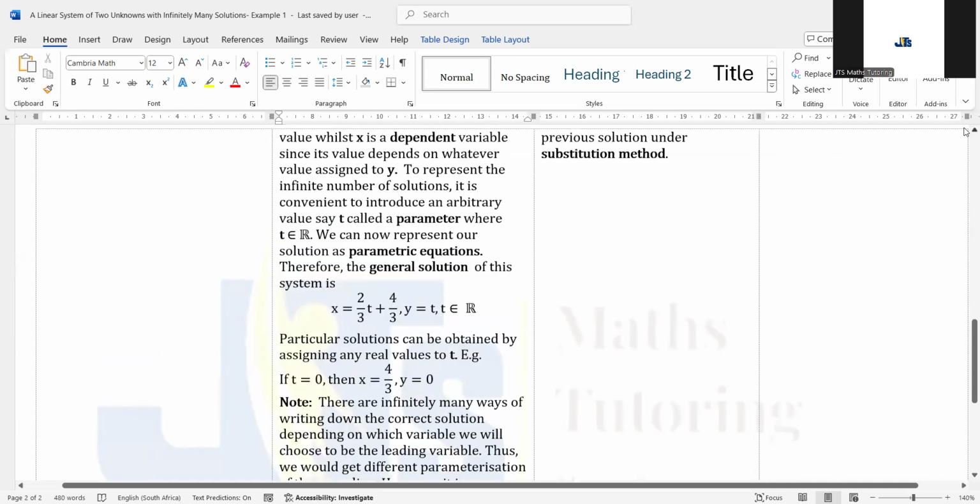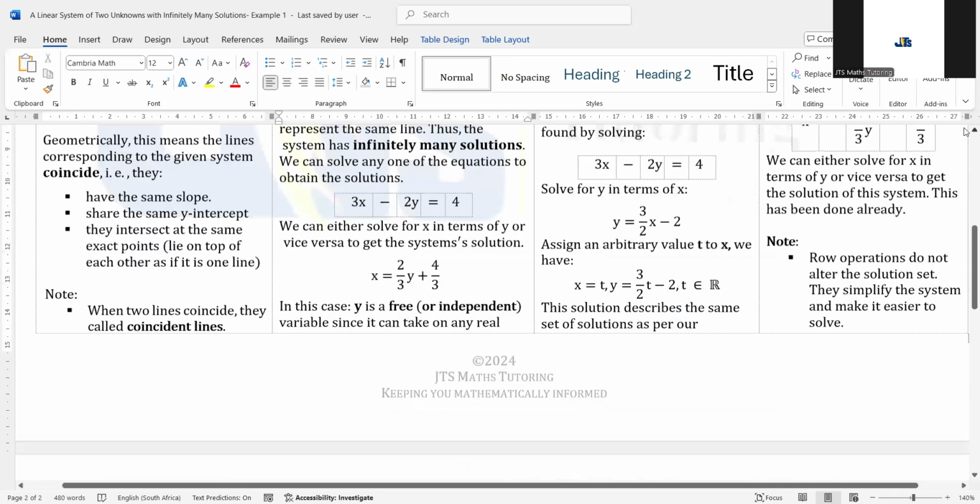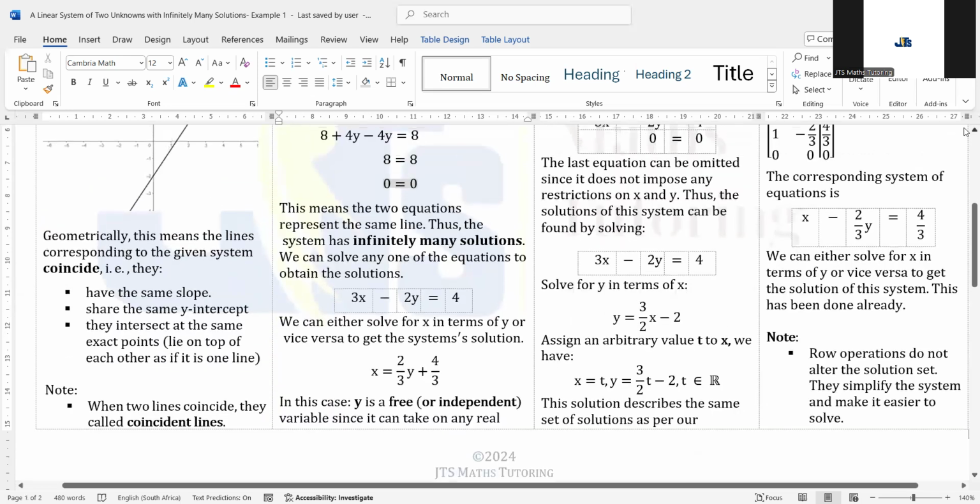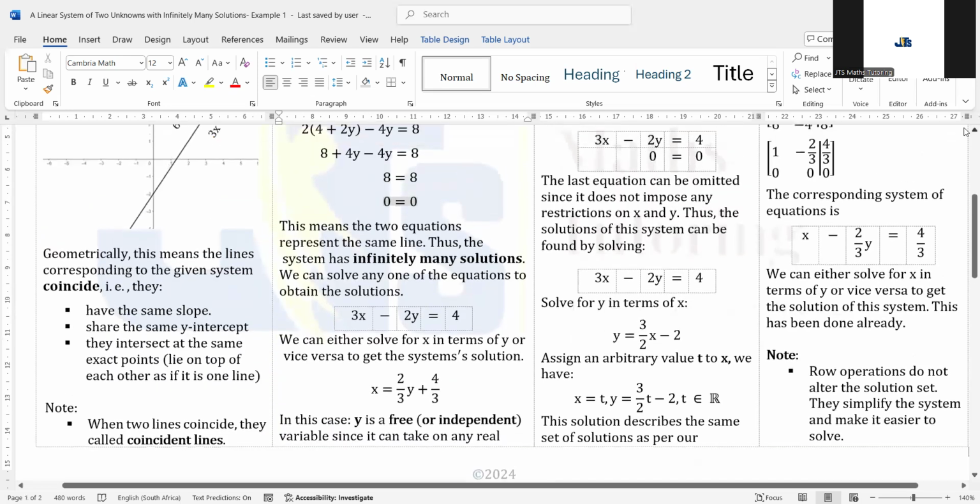Okay, beautiful. Having said that, let me look at solving this very same problem using the method of elimination. All right.